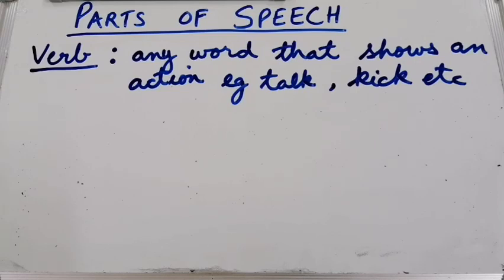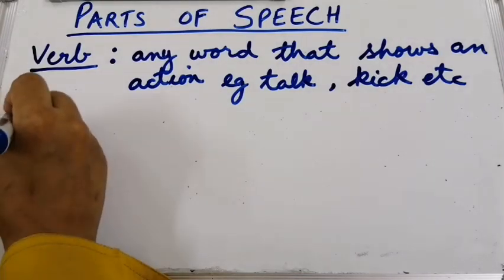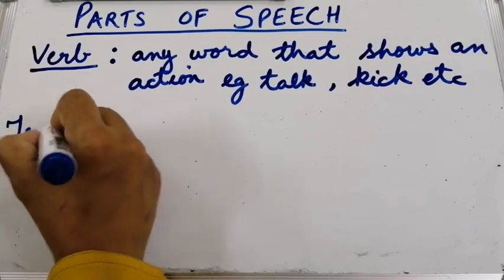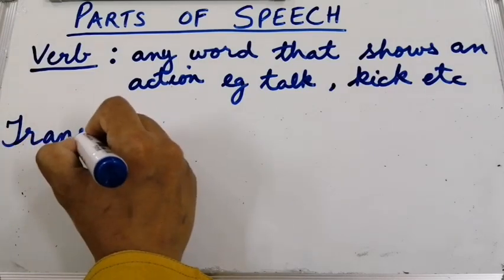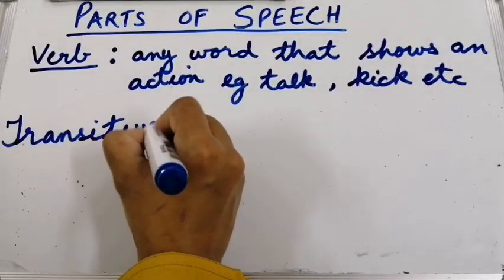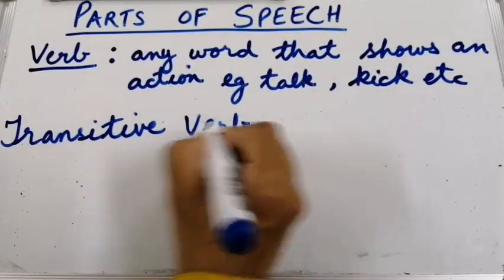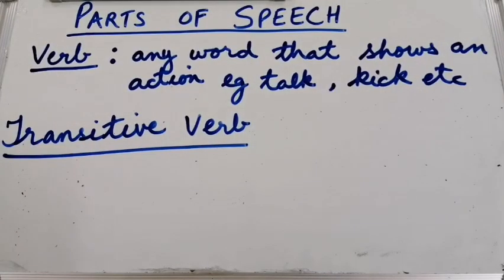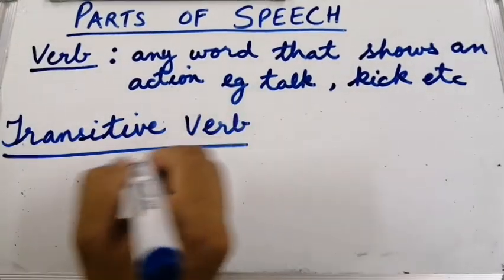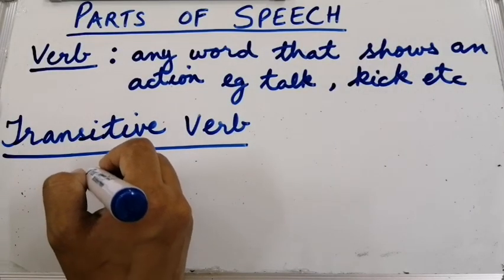Now there are two types of verbs, transitive verb and intransitive verb. So it is important for us to know the difference because we have to study active voice, passive voice. I will write here transitive. T-R-A-N-S-I-T-I-V-E, transitive verb. Now what is a transitive verb? Any verb that has an object. But first I have to explain what is the object and what is the subject.